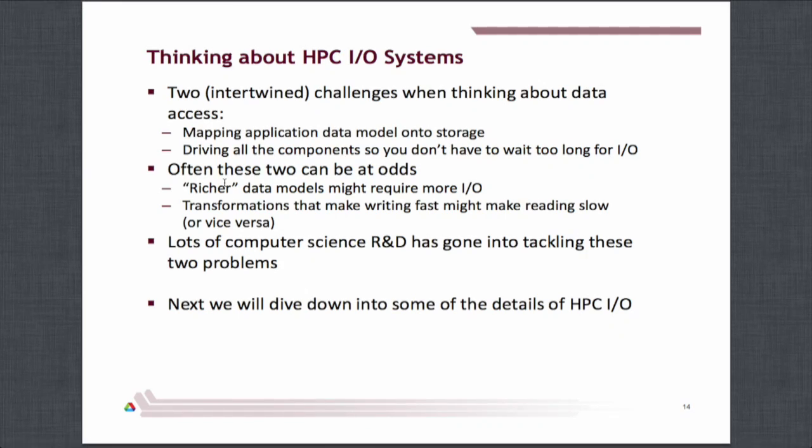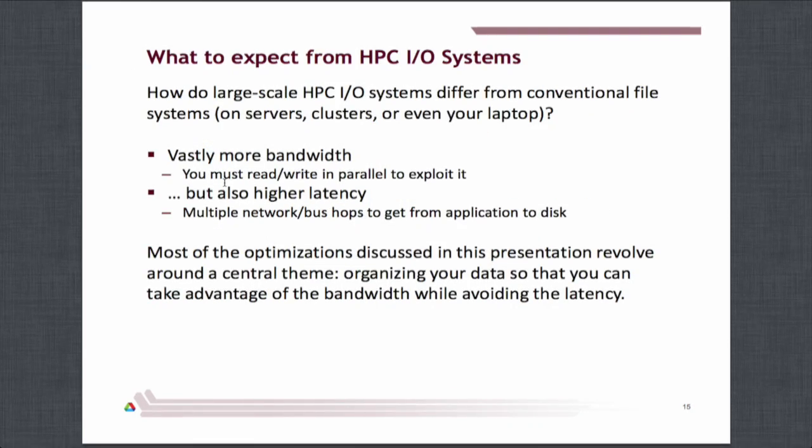So we've talked about mapping application data models onto storage, and you want to do this efficiently so that you don't spend your time waiting for I/O to happen. The things that you might do to make I/O go fast are sometimes at odds with what you might want to do to make your data well formatted for analysis. So this is the research problem. How do we get both? Or how do we know when to skew things one way or the other? That's our jumping-off point for what we'll be talking about.